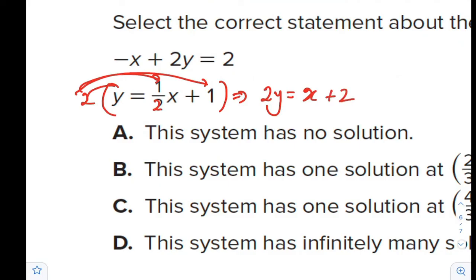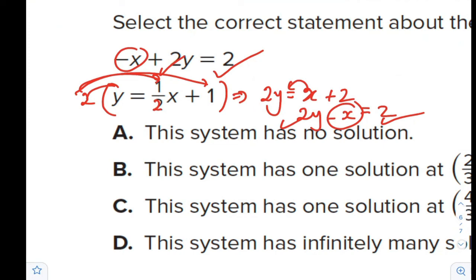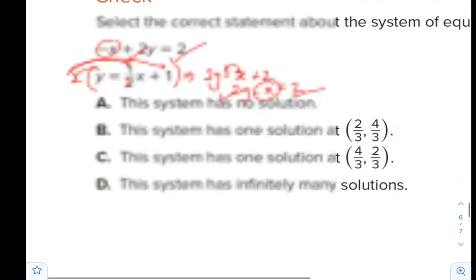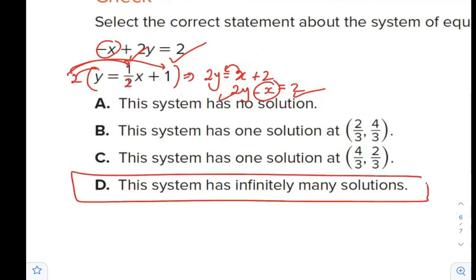Compare equation 1 with 2. If you take the x here, it will be 2y minus x equals 2. This side is equal to this side. Negative x here is negative x there. 2y is 2y. So we have exactly the same equation but written in a different form. Since this is the case, then we have infinitely many solutions. You can check that by using equation 2 in 1, and you will find that the right-hand side will equal the left-hand side exactly. That means we have infinitely many solutions.